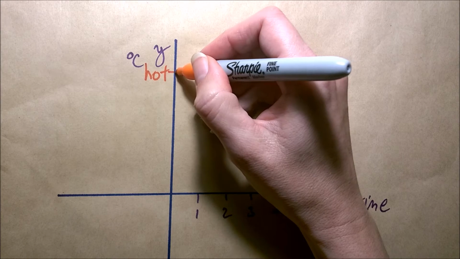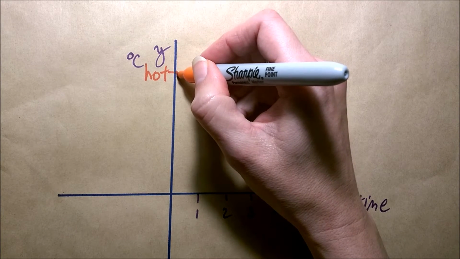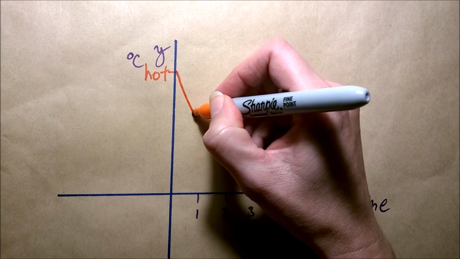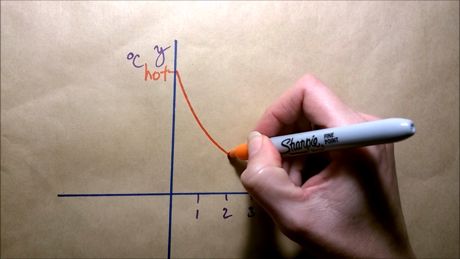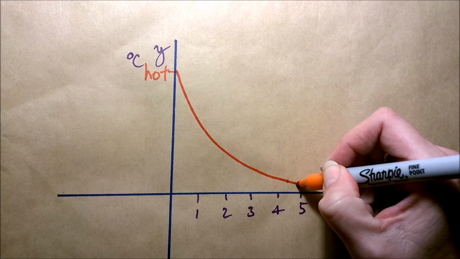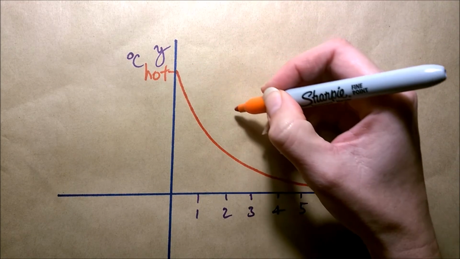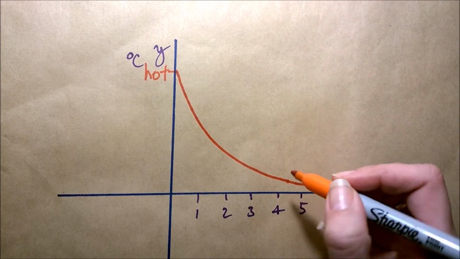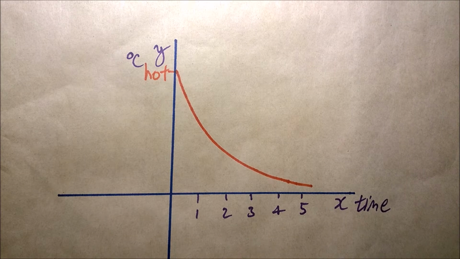It starts off hot and it cools and it cools and it cools. I've decided it cools this way. I don't know if that's really the way it cools. Maybe it actually cools this way. I'm not sure. In our case, we've decided this coffee is going to cool like that. So, what does this have to do with derivatives?